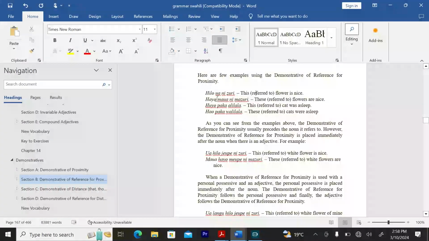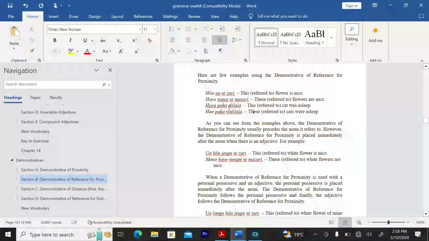Then we have hayo in plural. Hayo maua ni mazuri, which means these flowers are nice. These, remember, is plural, and these flowers are referred to, like you can see these.